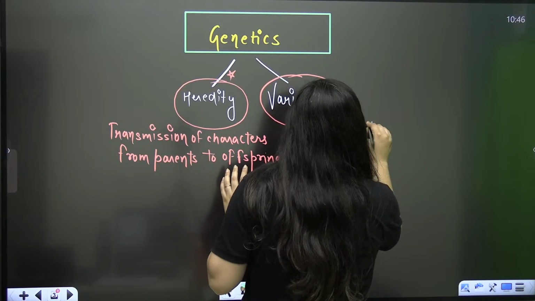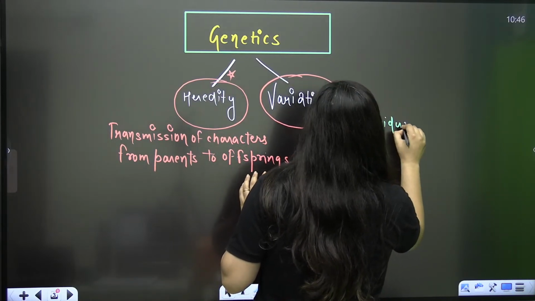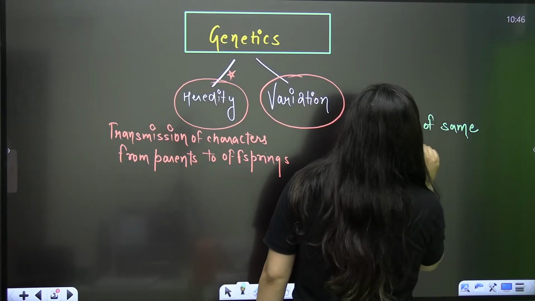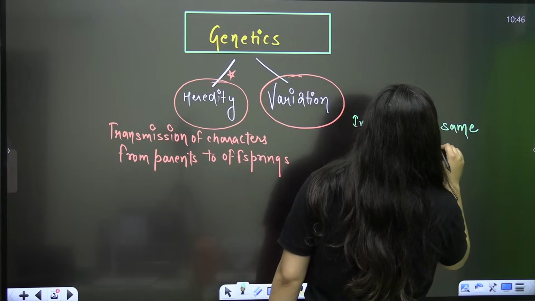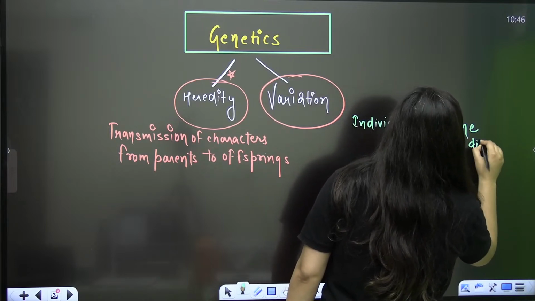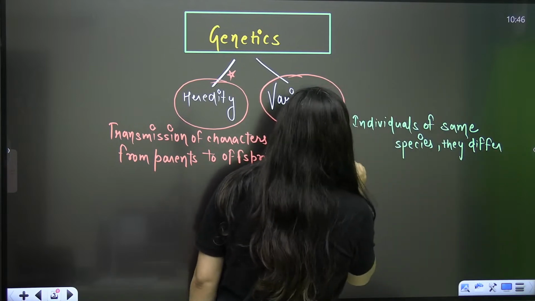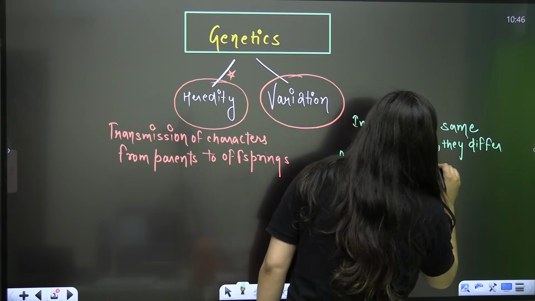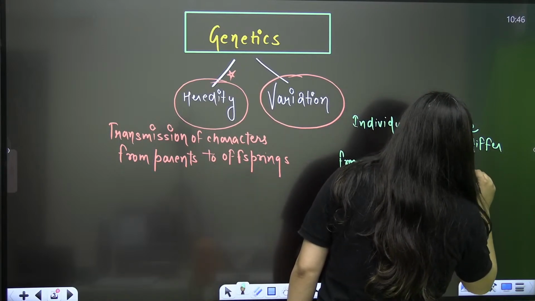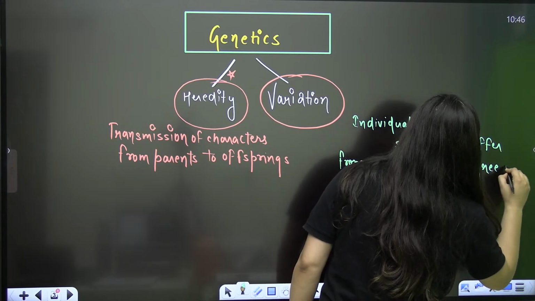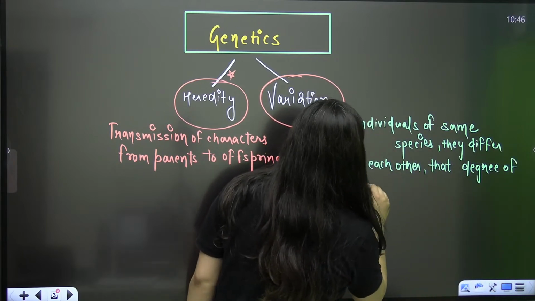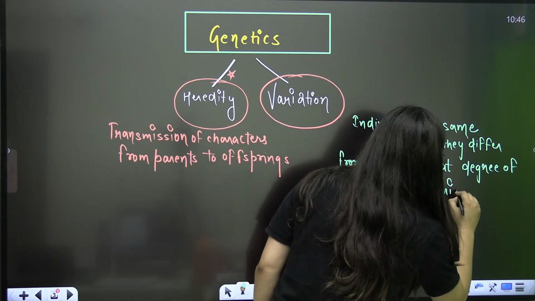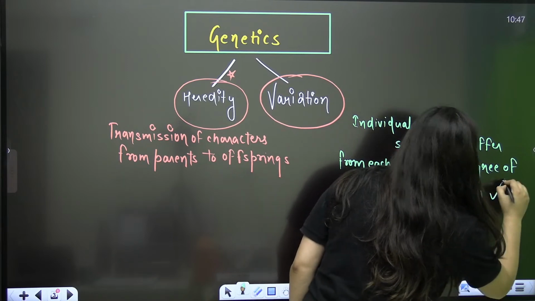Let me write it down. Individuals of the same species differ from each other. That degree of difference is basically the variation.